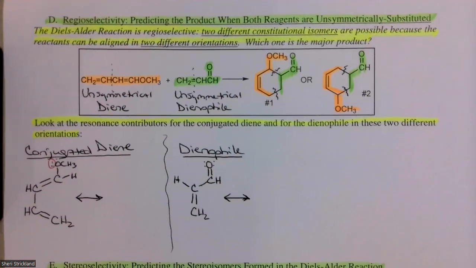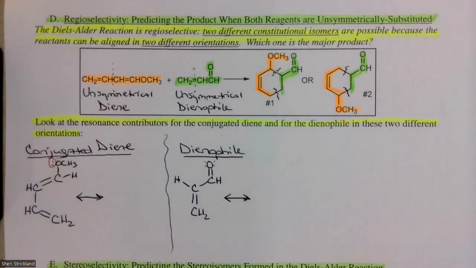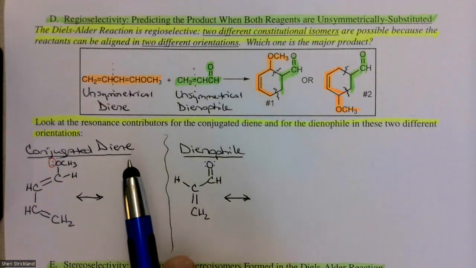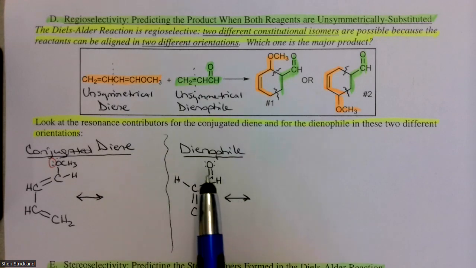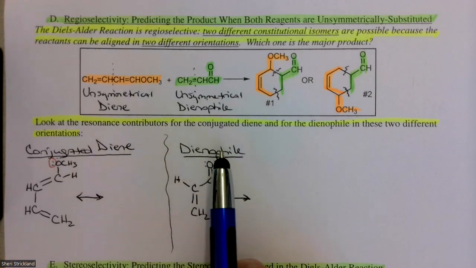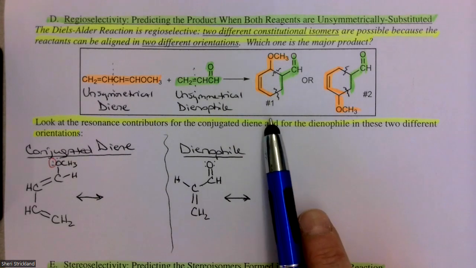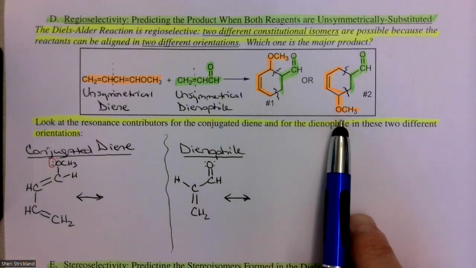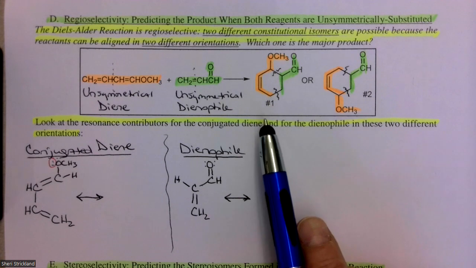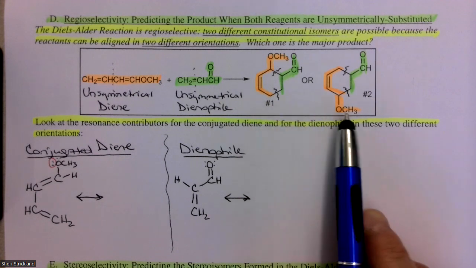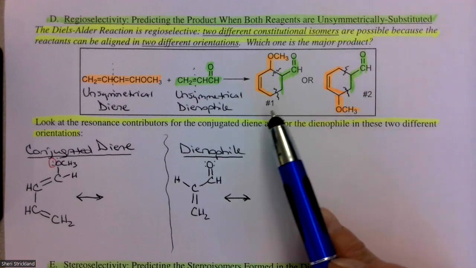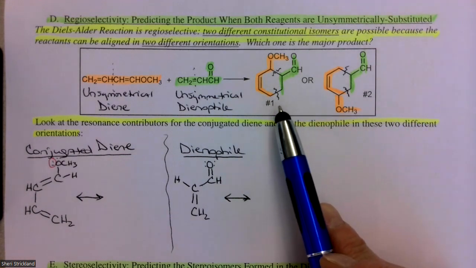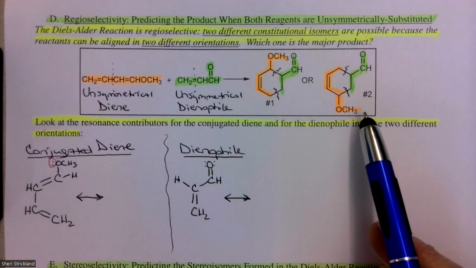Now, so far with our Diels-Alder reaction, we have dealt with situations where both the conjugated diene and the dienophile were symmetrical, or where one was symmetrical and one was not. When both of them are unsymmetrical, then the two pieces have a choice about how they line up relative to each other. And because of that, you get two possible constitutional isomers. That's a regioselective reaction. And so what we're going to do is walk through this analysis to figure out which one should be the major product.